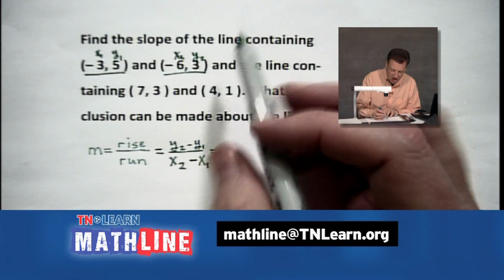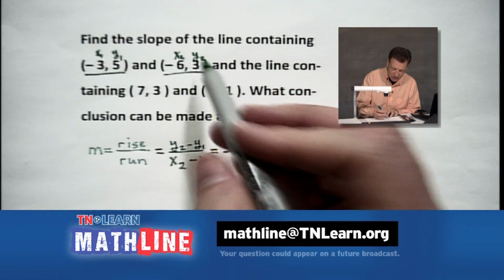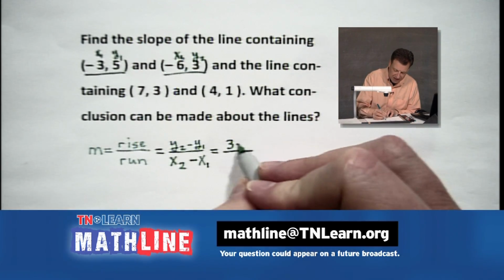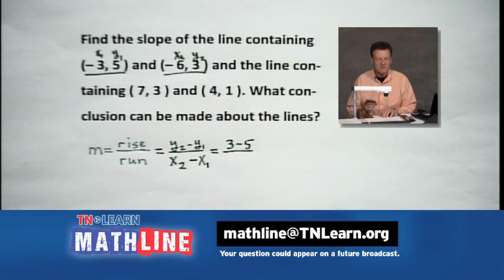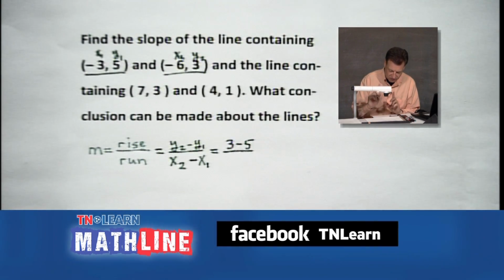Let's see what we've got. Going across the top with my y values, it looks like I chose the second one to go first, so how about it? We'll put 3 minus 5. Again, it doesn't matter if I go 5 minus 3 or 3 minus 5, but once I start, I've got to keep going the same direction. I cannot change in the middle. Otherwise, I'll be off by signs. So keep that in mind.